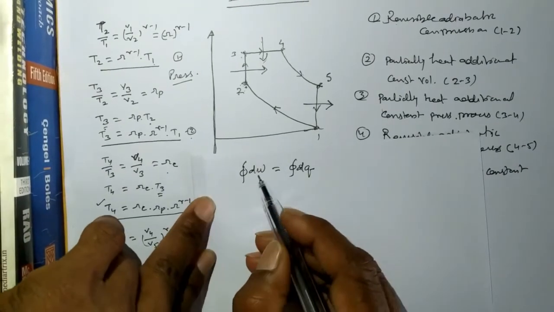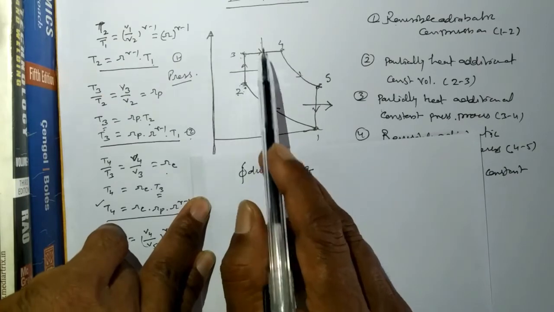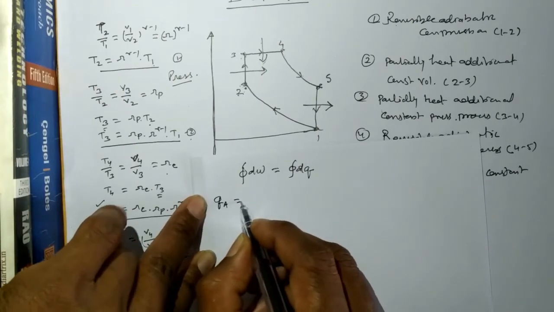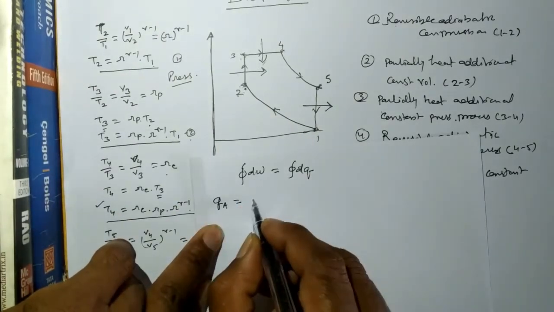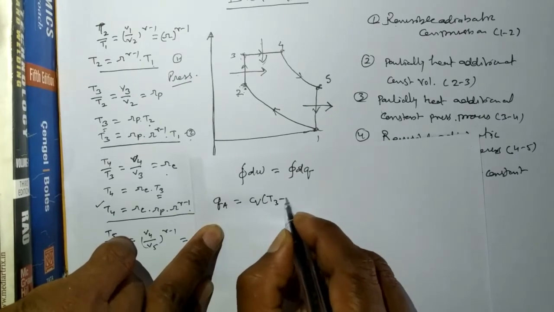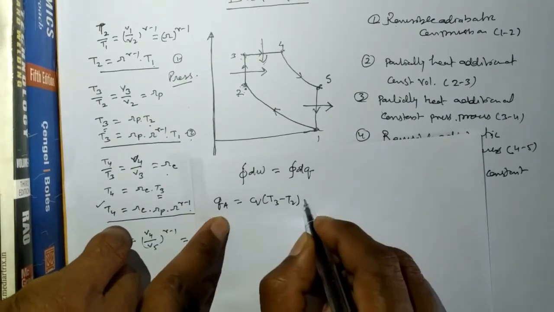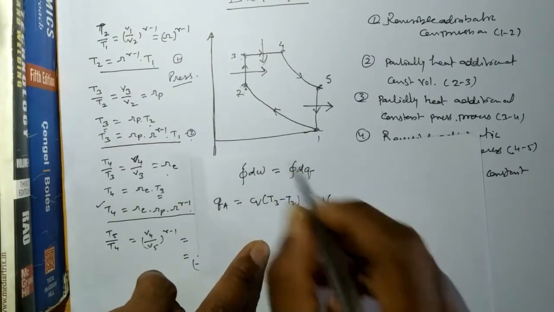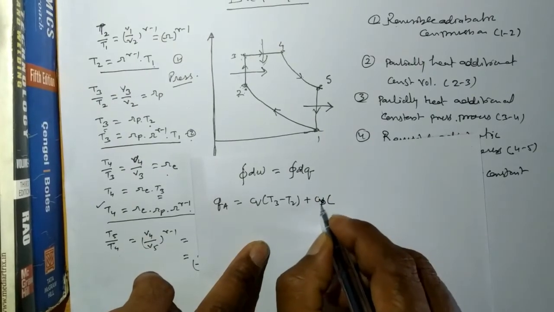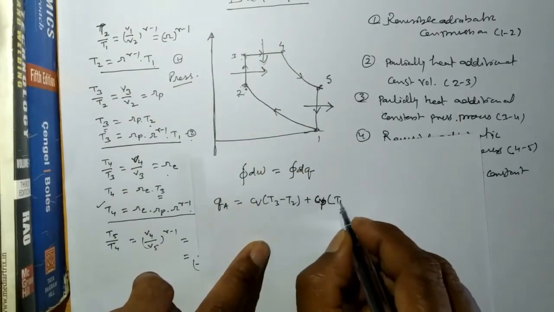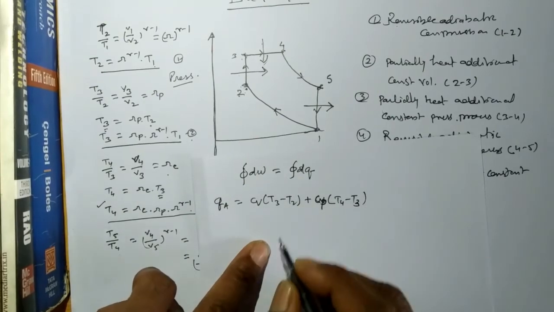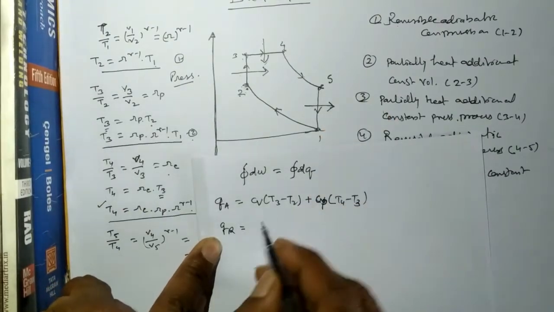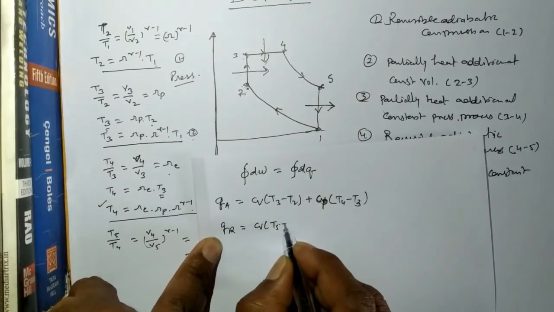Now we are looking here, there are two ways from which the heat is added. Heat added QA is equal to, first, heat added at constant volume, that means Cv (T3 minus T2), and from 3 to 4, heat added at constant pressure, that is Cp (T4 minus T3), and heat rejected QR will equal Cv (T5 minus T1).